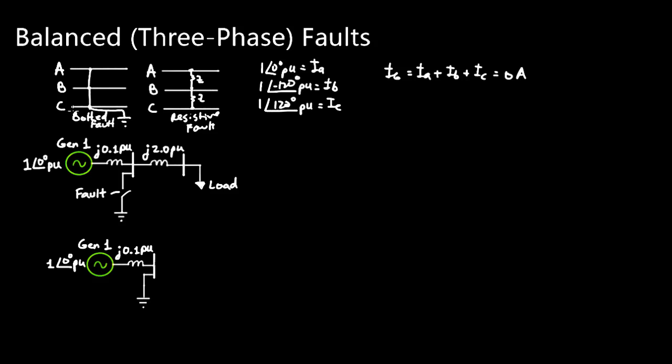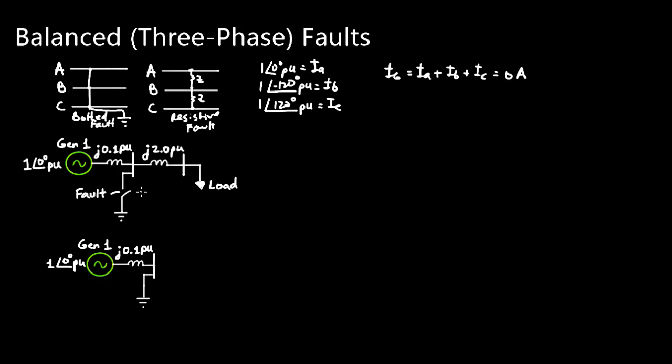Now, as I mentioned, because this is a balanced condition, we can analyze a fault current on a per phase basis, just like we've done for other power system analysis. So for example, let's say that we have this system over here where we have one generator that is operating at 1 per unit voltage, and it has a series impedance of j0.1 per unit, and then that's connected to a bus that's connected through a transmission line to another bus that has a load on it.